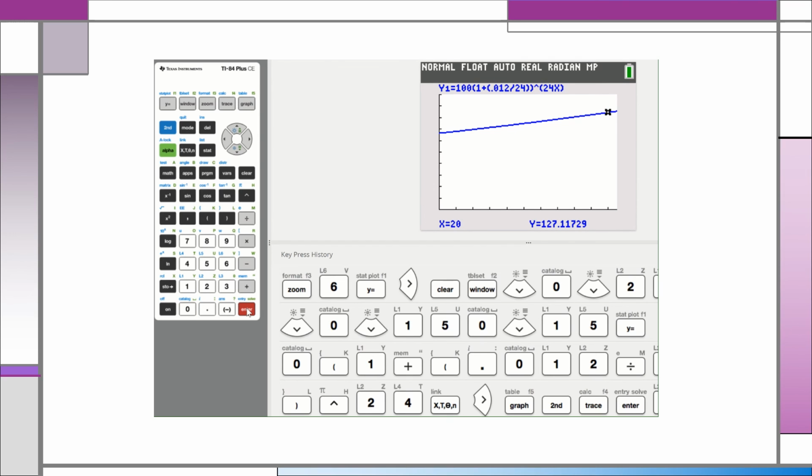And Shazam, I see that y is equal to 127.12. And you know what? That's exactly what I found algebraically. How about that?